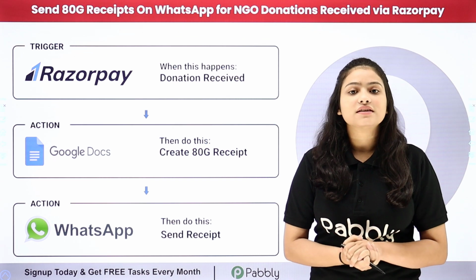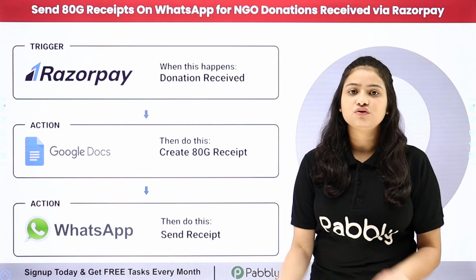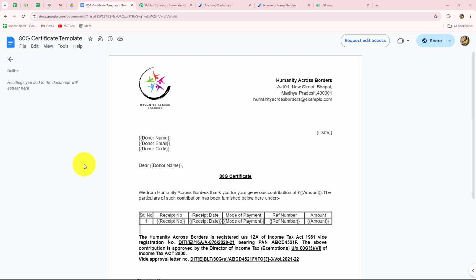So if you also want to learn this amazing automation step by step, for that you have to come towards my screen. In this video, I am going to show you step by step how we can automatically generate donation invoices, receipts, or we can say 80G certificates, for sending to the donors on WhatsApp with the help of AiSensy. Okay, so we are going to automate the entire process.